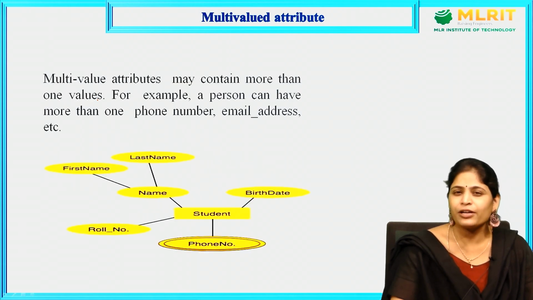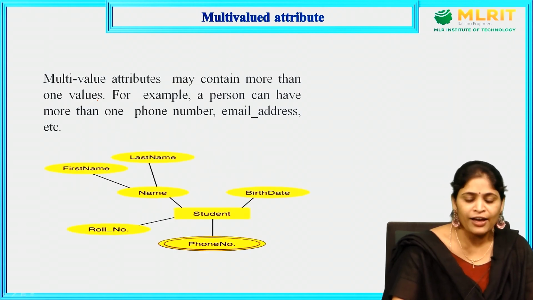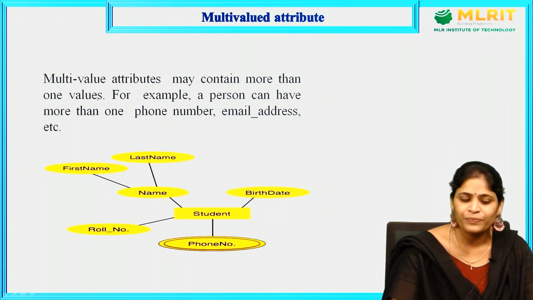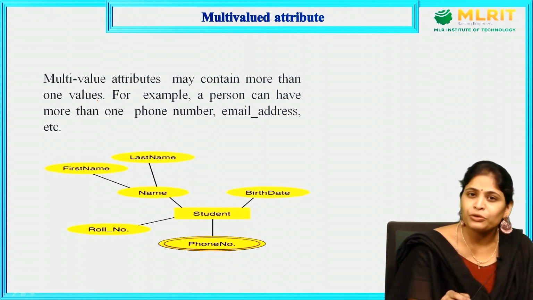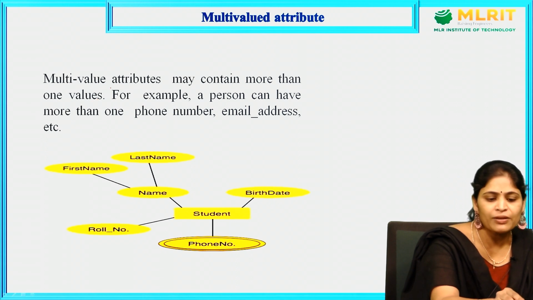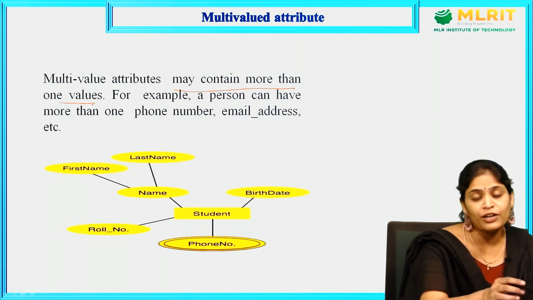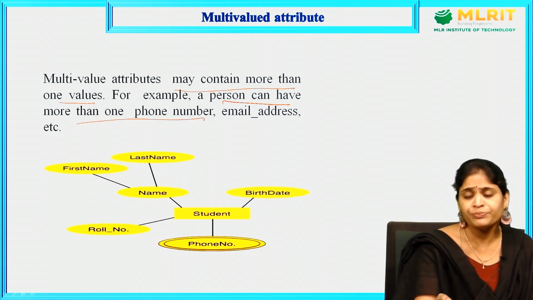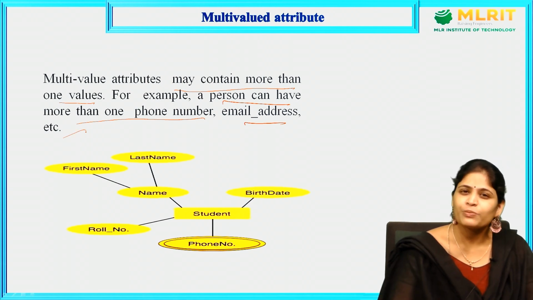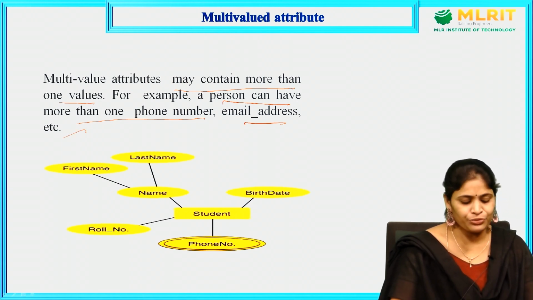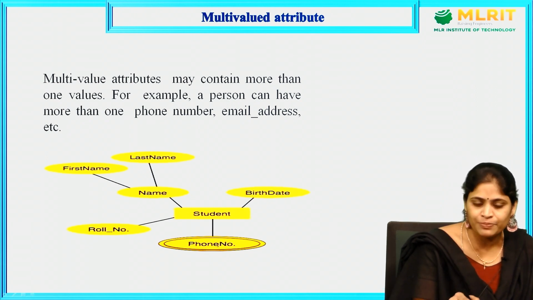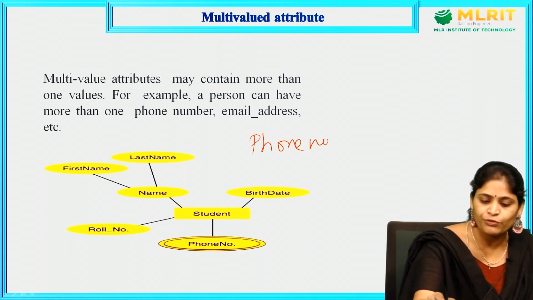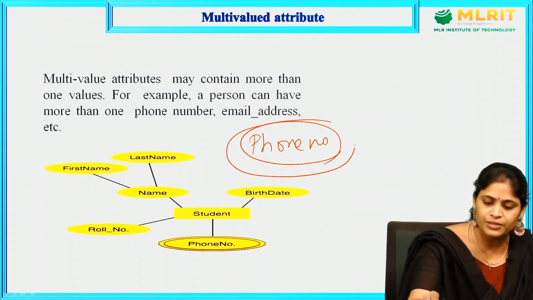Next, multi-valued attributes. So those are attributes that can have many values. For example, a student can have many mobile numbers, right? That attribute is called a multi-valued attribute. Multi-valued attributes may contain more than one value. For example, a person can have more than one phone number or email address. So those kinds of attributes are called multi-valued attributes, and they are represented by a double ellipse. You can see here this phone number is represented by a double ellipse.